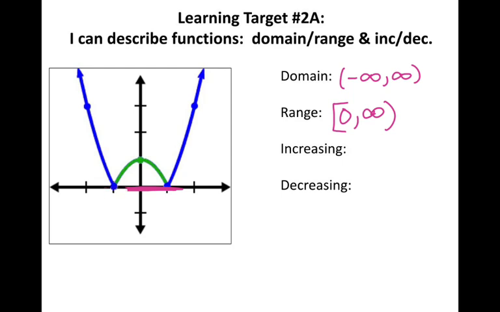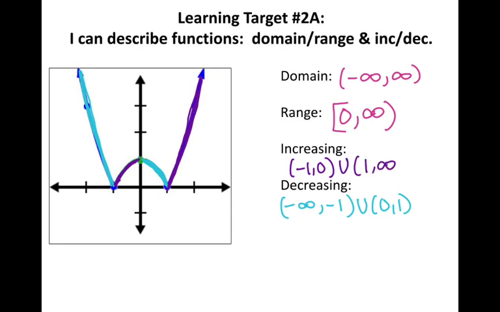Now for increasing and decreasing, traveling from left to right, so over here, I am decreasing this first blue section, so that is negative infinity to negative 1. From here, it switches from decreasing to increasing, and that is from negative 1 to 0. Then it switches back to decreasing. That's 0 to 1. And finally, it switches once again to increasing, and that would be 1 to infinity.